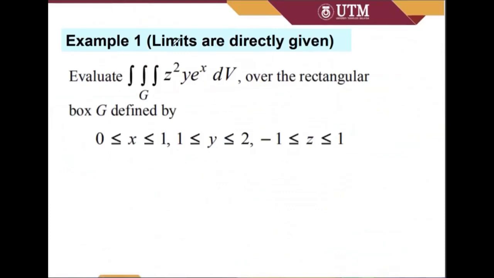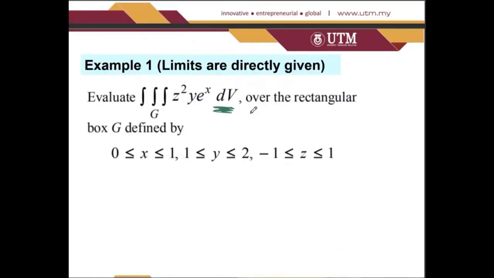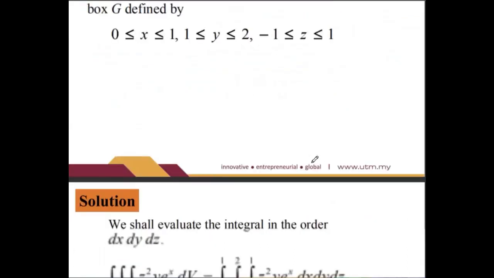Okay, we look at example 1. Limits are directly given. The question is to evaluate z squared y e to the power of x dV over the rectangular box defined by 0 to 1 for x, 1 to 2 for y, negative 1 to 1 for z. You see, for triple integral, we use dV. Now, we know the limits of integration for x is from 0 to 1, y from 1 to 2, z from negative 1 to 1.